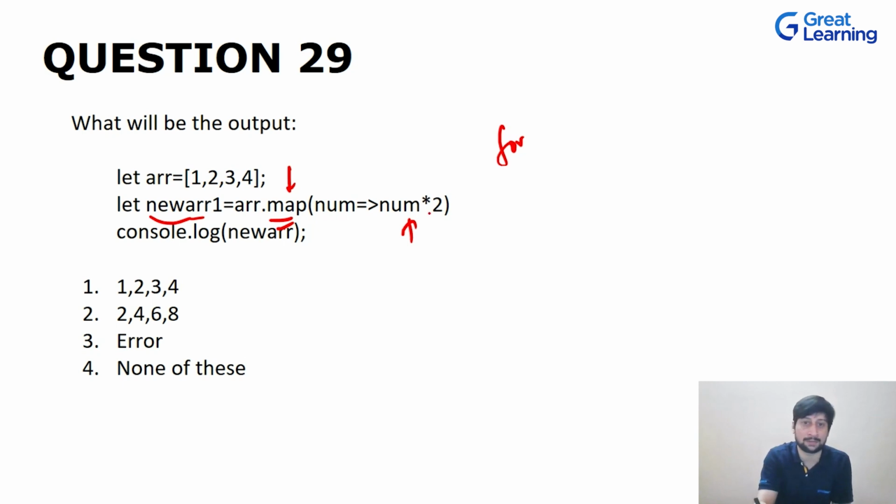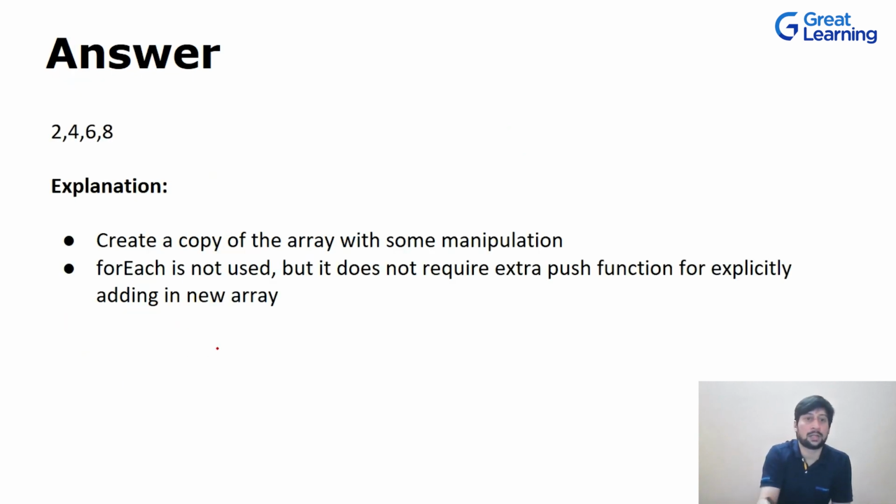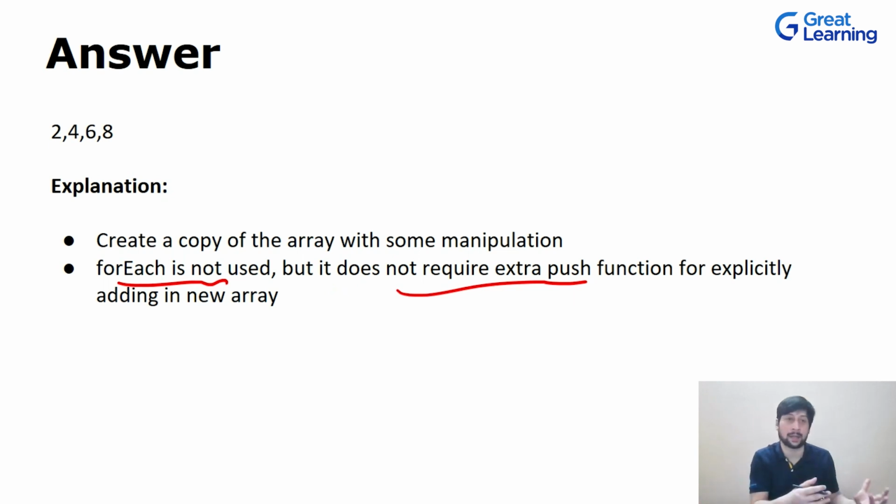That is all that was there in the earlier case as well. So one by one we are traversing through the elements and multiplying them with 2, right? One by one with the help of this operation. So we'll be getting the output as 2, 4, 6, 8. So we are creating a new array and doing some manipulation as well. For each loop is not used, and it does not require any extra push as well. We are not pushing the elements in the array explicitly. It is done automatically with the help of this map method.